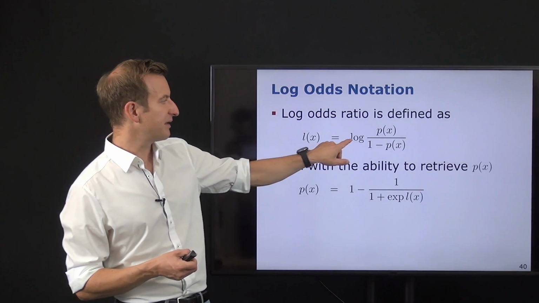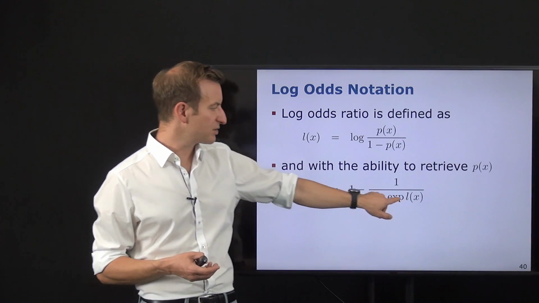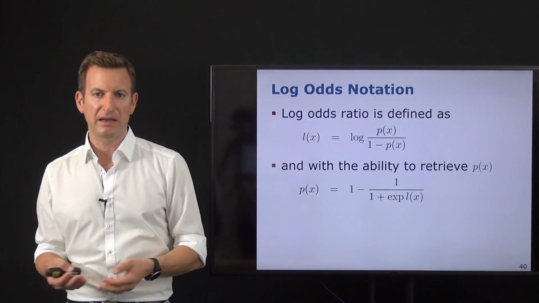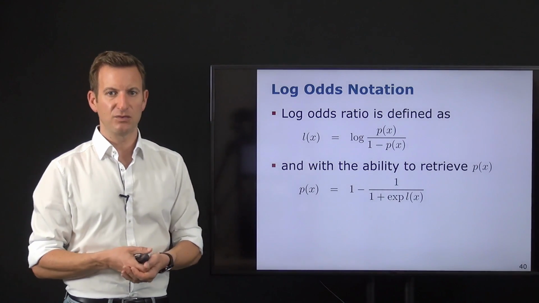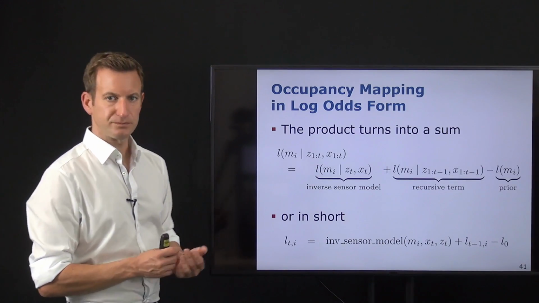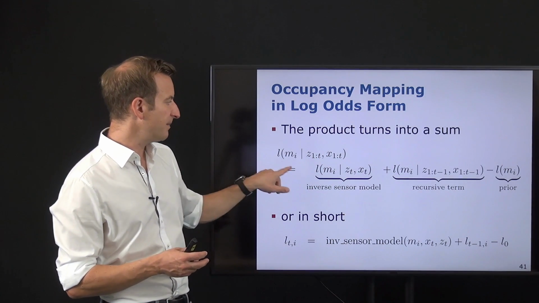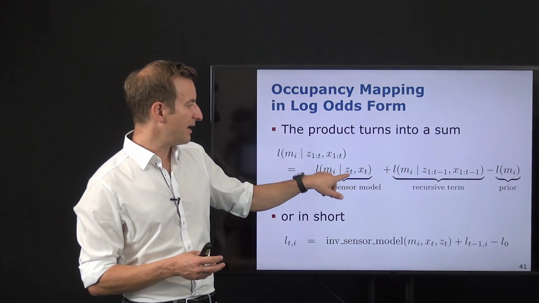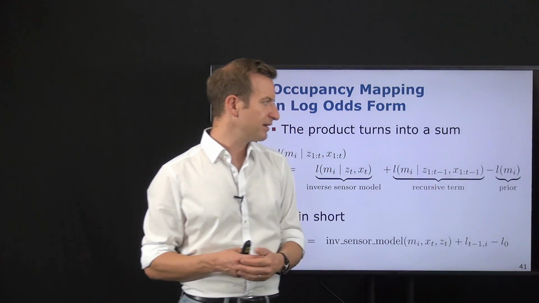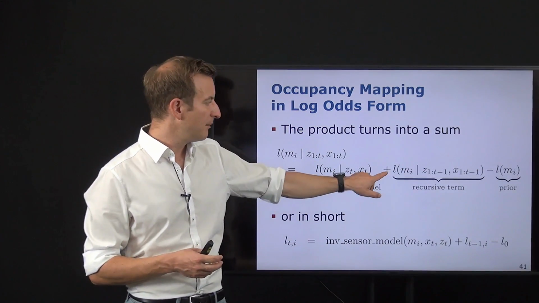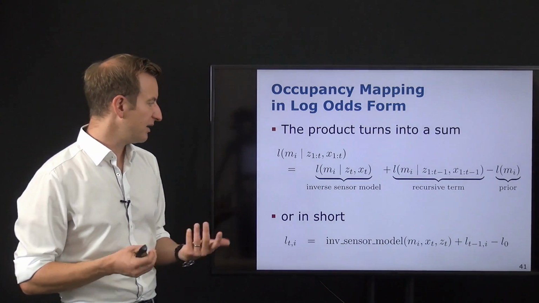So L of x is nothing else than the log of the odds, and by just taking the exponential of this, I can of course revert it back to the original probabilities. So I can go to this log odds space and go back to the probability space, given these 2 equations. And if I do so, then I can write down the log odds of the term I'm interested in. It's the log odds of m_i given z_t and x_t, plus the log odds of the recursive term and the log odds of the prior, with the plus and minus over here depending on which part of the ratio it was, whether it was the inverse or not.